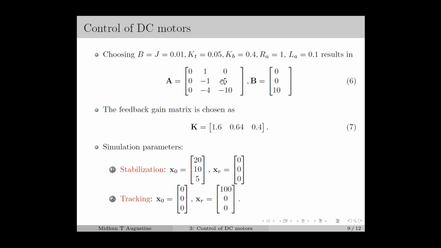Now, for the DC motor, we are selecting the parameters as given here, which results in the system matrix and input matrix as given in equation number 6. The feedback gain matrix is chosen as in equation number 7. And in the simulation, we are considering two cases. The first one is the stabilization, in which the objective is to drive the system from a non-zero initial state to the origin. And the second one is the set point tracking, in which the objective is to drive the system to a non-zero set point.